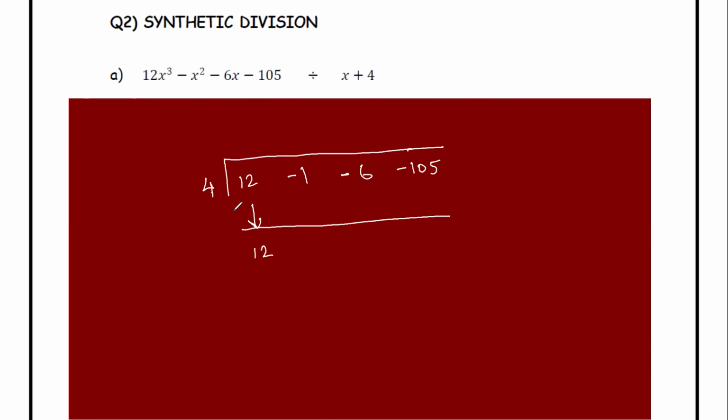So 4 times 12 is 48. Change the sign. You get negative 49. Now 4 times negative 49 is 4 less than 200, right? 4 times 50 is 200, and 4 times 49 is 4 less, so 196. Negative 196. Change the sign. Don't forget to change the sign. So I get positive 190.